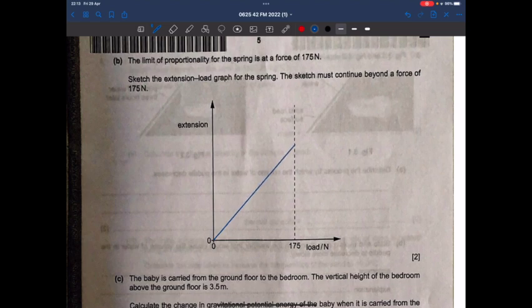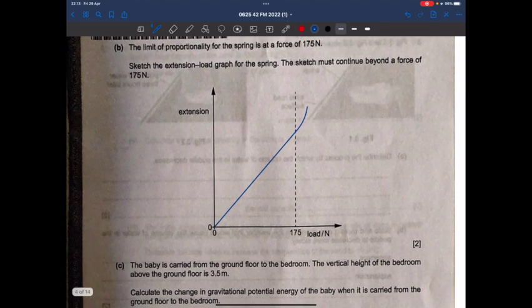And once we pass the limit of proportionality, as they said, the extension will increase by more than expected, which is more than usual. So it could be a little curvy. So I'll make a curve up in the up direction. It means the extension, by increasing the force beyond 175 Newton, becomes more than as it's expected before. So we got two marks for the graph here. The first for the straight line and the second mark for the curvy line.